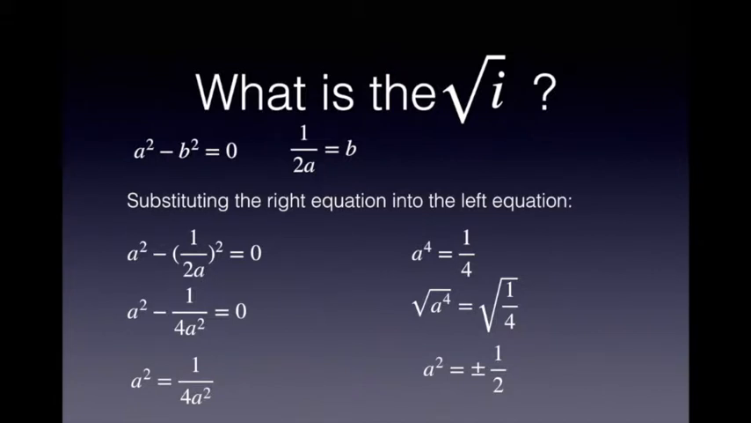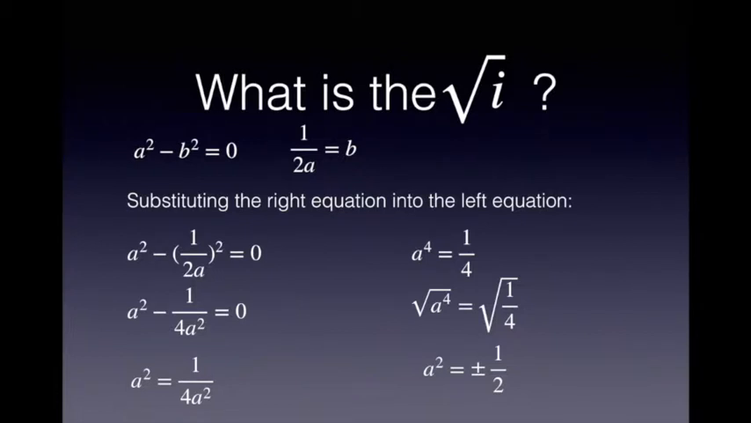And b equals 1 over 2a. And what I'm going to do is, in that equation, a squared minus b squared equals 0, substitute in what I already know b is, 1 over 2a. So working down the left column, a squared minus (1 over 2a) squared equals 0. That's just substituting in for b.